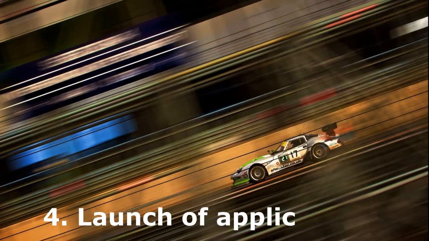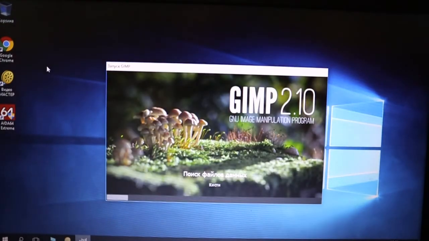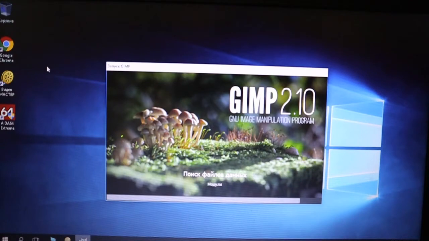The fourth test, launching an application. You have already seen it in previous videos, and I really like it for its objectivity, because the way the application is loaded is what shows the real picture and what we face when working with different programs. The photo editor GIMP is what I use regularly, and it takes a long time to load, which is what we need.